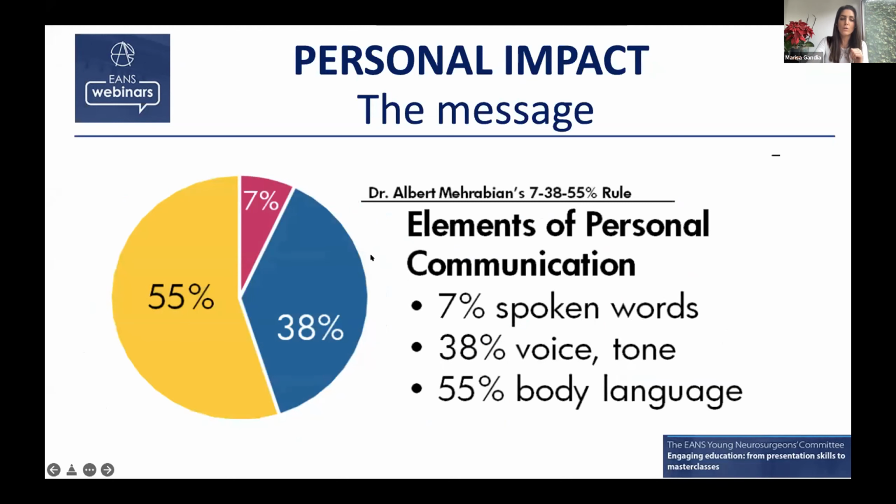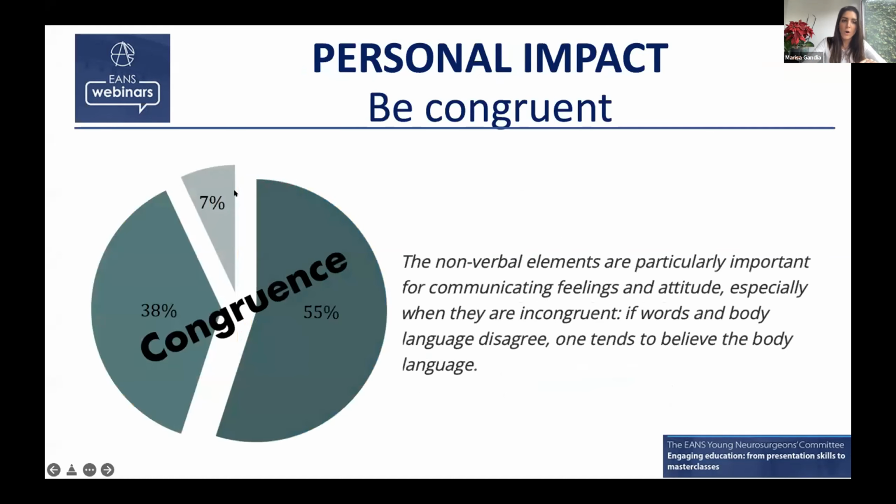And for that, you have to know that your spoken words are only 7%. 58% is your voice, your tone, your emphasis. And 55% is your body language, how you transmit what you are saying. And the most important thing, all 3 parts, body language, voice, and message, written and spoken, should be congruent. Because non-verbal elements are very important, particularly for communicating feelings and attitudes, and they are particularly important when they are incongruent. If your body language is incongruent with what you are saying, it's likely that your attendees will believe your body language and not what you are saying, which is a problem.